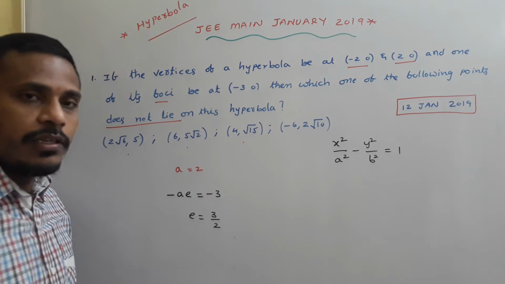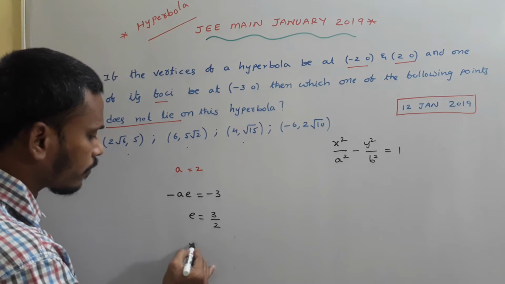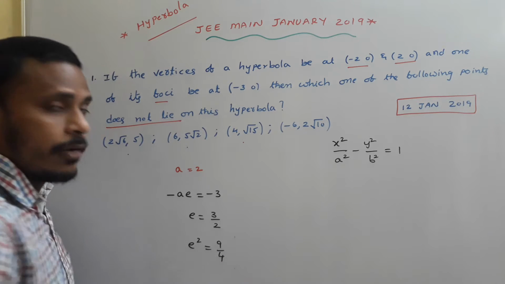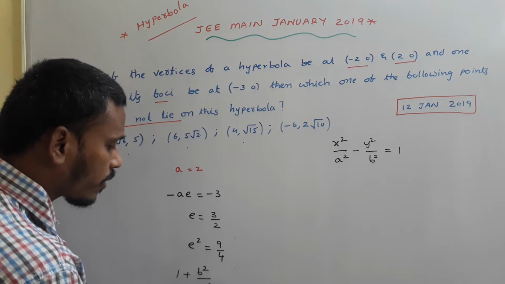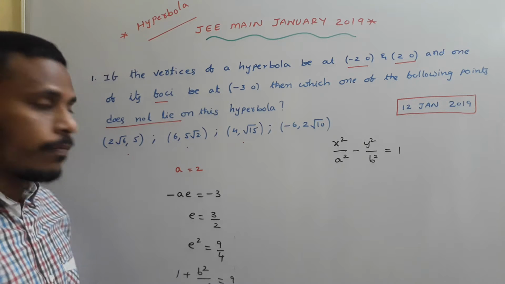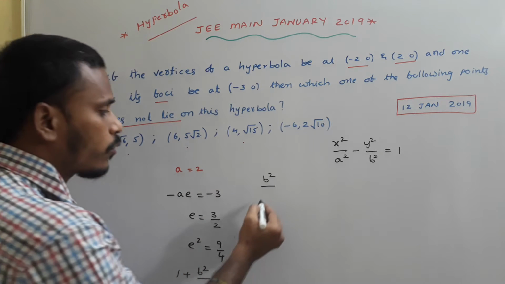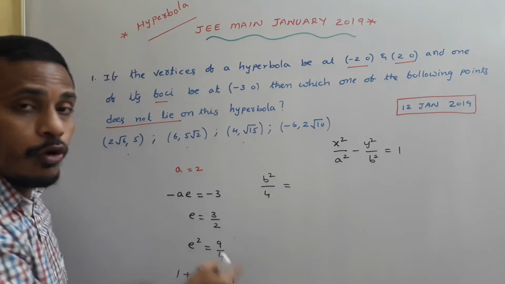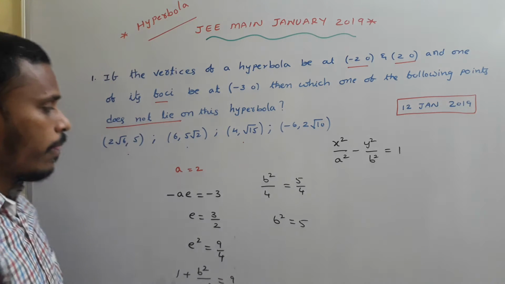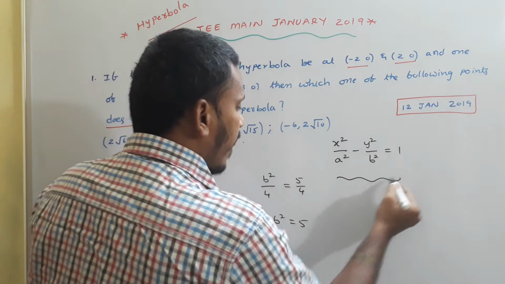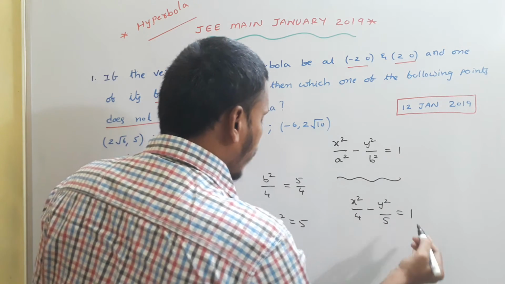We have a, we have e. If you find b, then the hyperbola is there with us. What is e? Squaring on both sides, e square is equal to 9 by 4. And after that, e square is 1 plus b square by a square, and that is equal to 9 by 4. Then b square by a square, where a is 2 and a square is 4, is equal to 9 by 4 minus 1, which is 5 by 4, and so b square is equal to 5. We have a, we have b square. Then this standard hyperbola is x square by 4 minus y square by 5 is equal to 1.